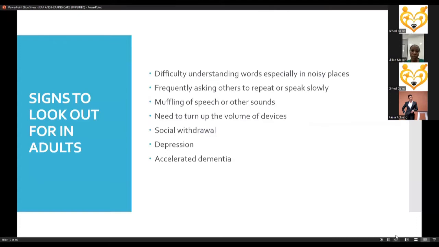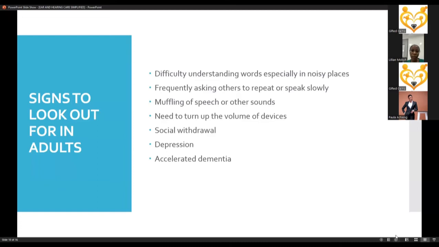If it is an adult, again, if you find you're having difficulty understanding words, especially when somebody is speaking to you in a noisy environment, yet other people are able to understand those words, then you probably have a hearing problem. If you're asking other people to repeat what they're saying or to speak at a slower pace so that you can understand, you probably have a hearing loss.